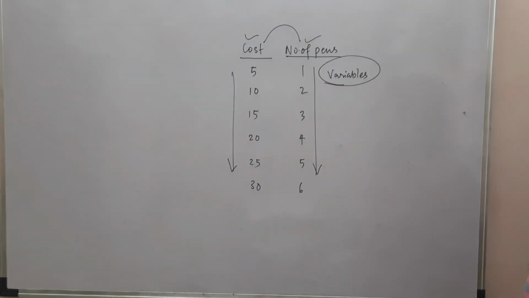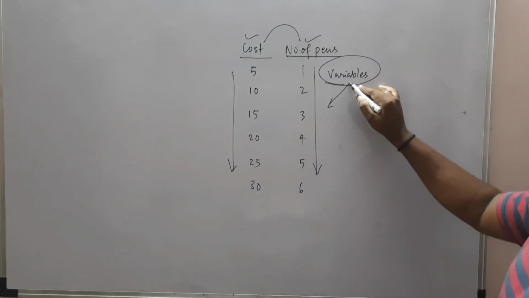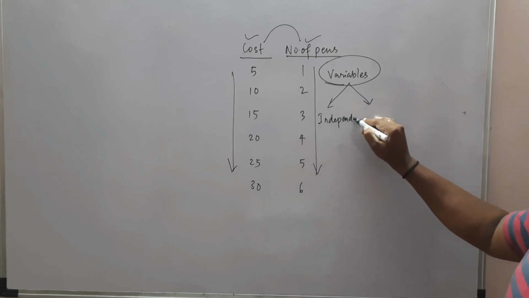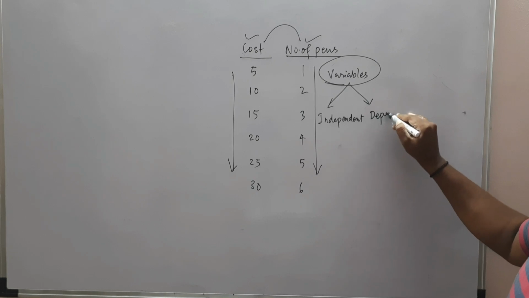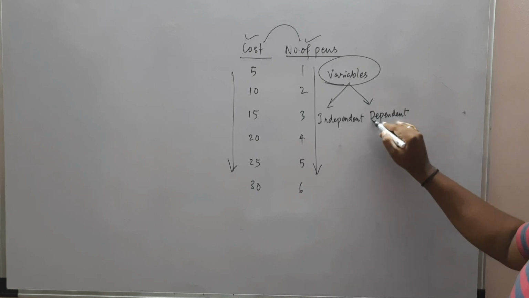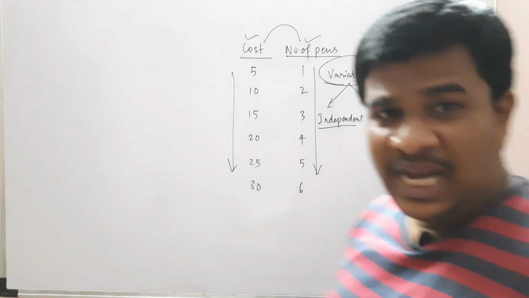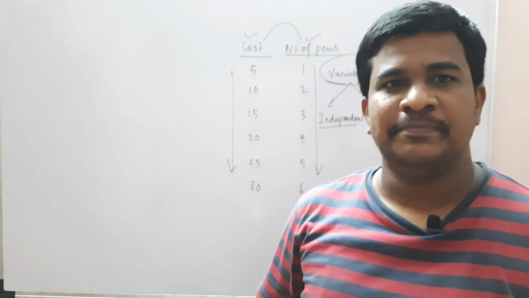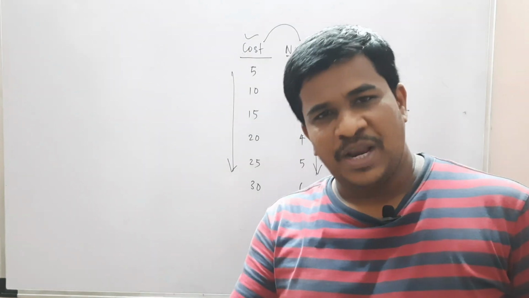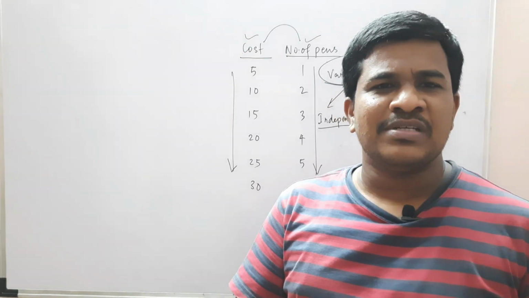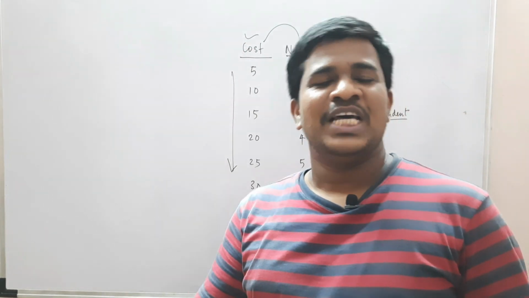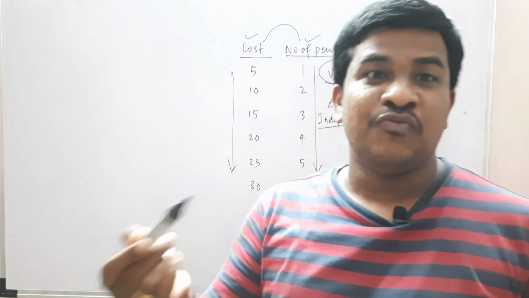So again in variables, we talk about two kinds of variables. One is the independent variable, the other is the dependent variable. So how do you classify independent variables and dependent variables? See, if you spend 5 rupees, you are getting 1 pen. If you spend 10 rupees, you are getting 2 pens. If you are spending 15 rupees, you are getting 3 pens. If you are spending 20 rupees, you are getting 4 pens.